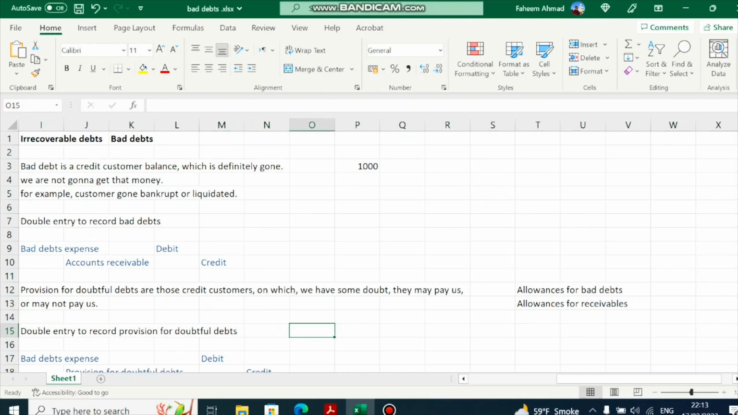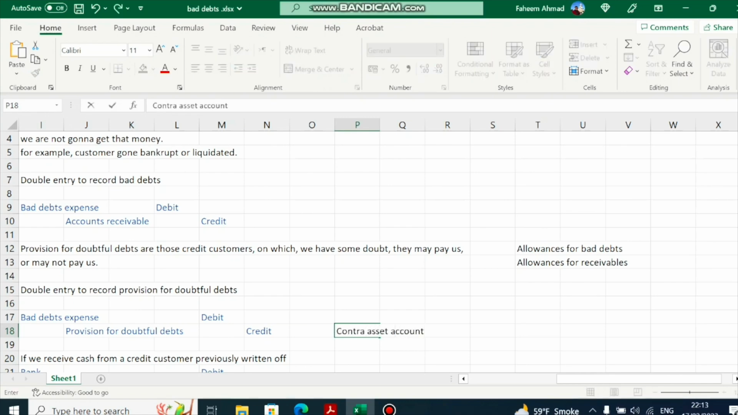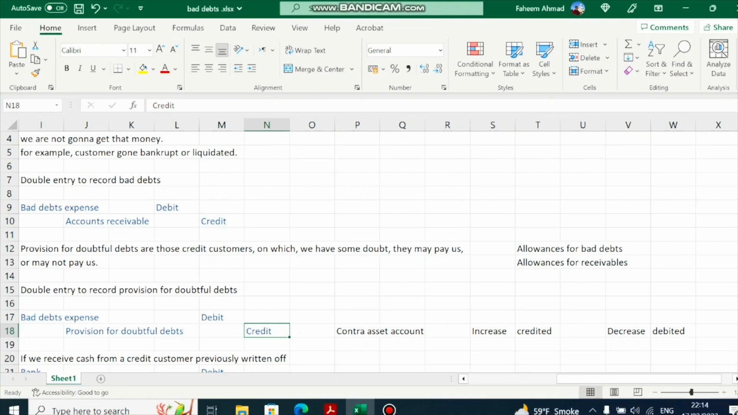So what is the double entry to record provision for doubtful debts? We debit bad debt expense and we credit provision for doubtful debts. What is the nature of provision for doubtful debts? It's a contra asset account. Whenever it increases, it will be credited. Whenever it decreases, it will be debited. So here, provision for doubtful debts is increasing. Therefore, we credit provision for doubtful debts.